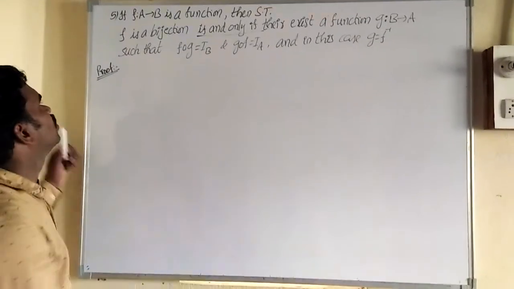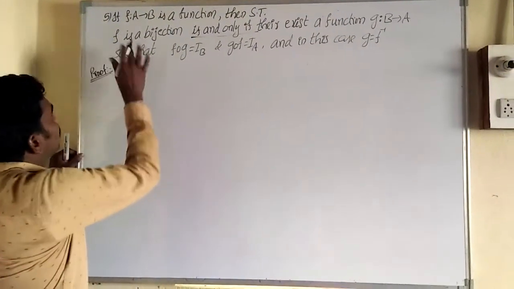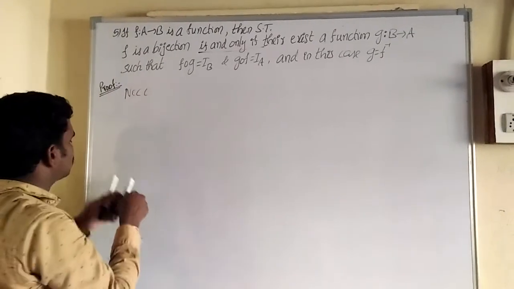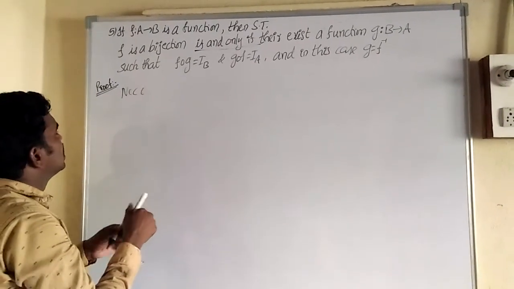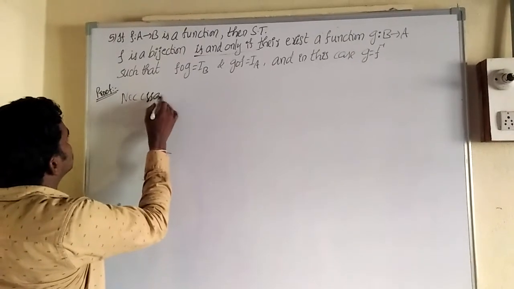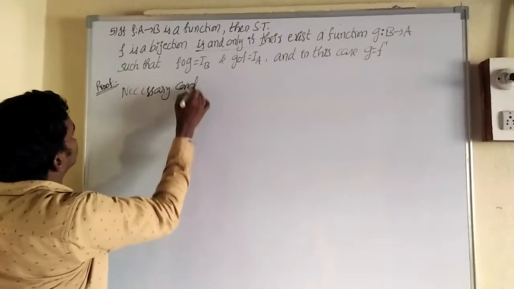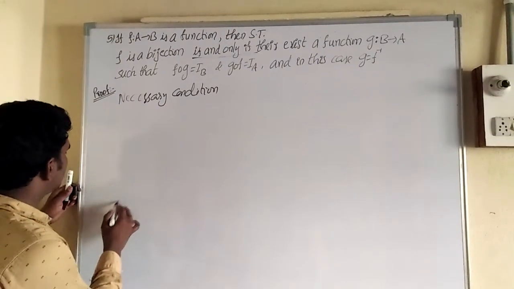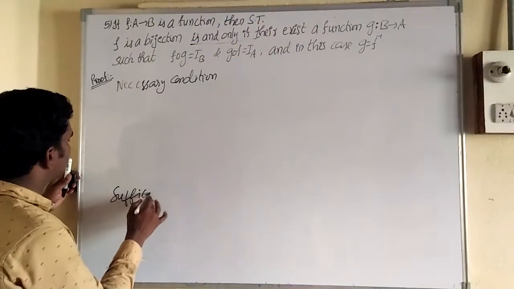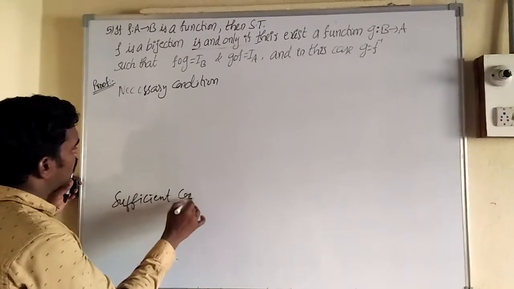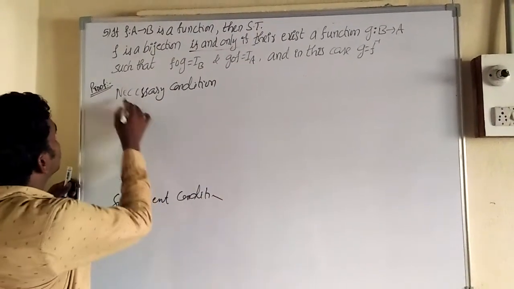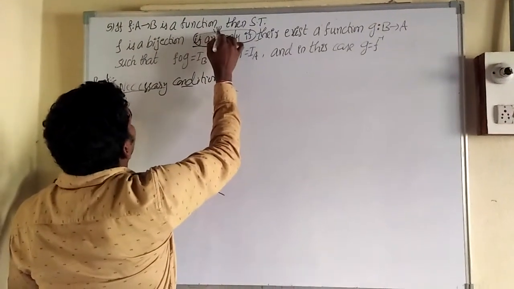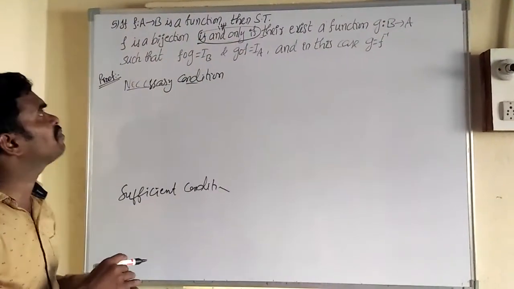We have to prove both. From left to right, they call it the necessary condition. Next, the other direction is the necessary and sufficient condition. If and only if means IFF, or if and only if. Both are the same and represent the same meaning.